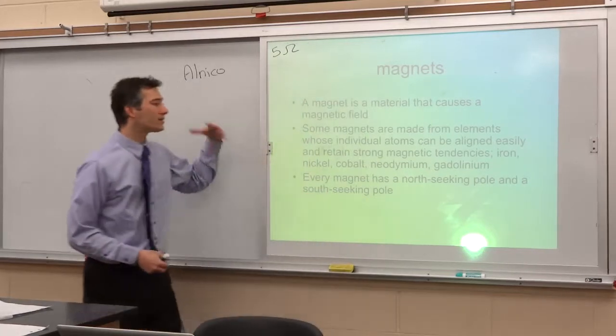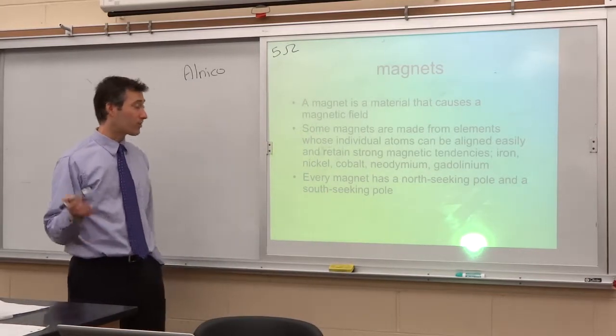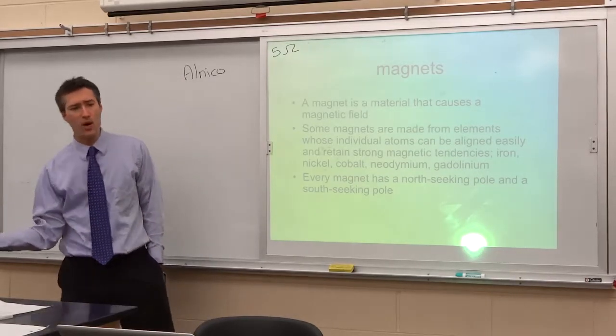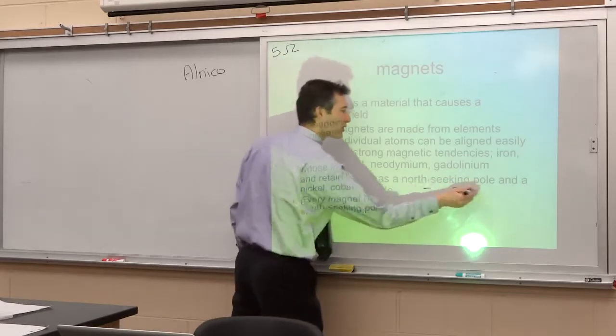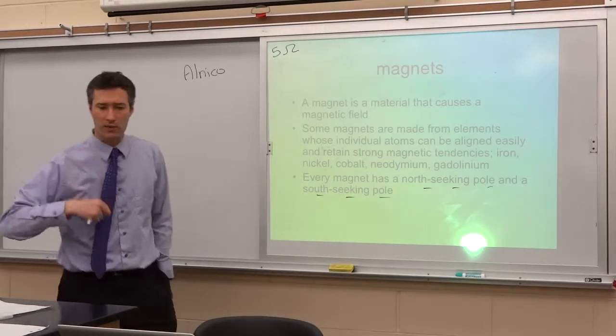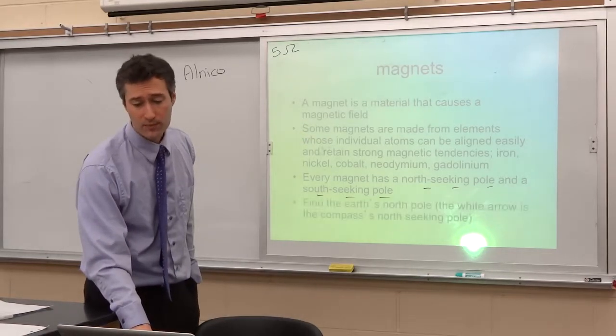And then all of these magnets have 2 poles that help produce their magnetic field. Sometimes we call one of the poles a north pole and the other pole a south pole. Or here I'm using the terminology north seeking pole and south seeking pole. We can use either set of nomenclature. It doesn't make any difference.